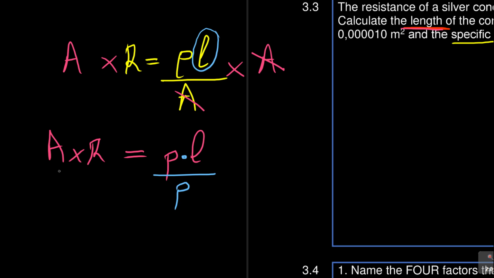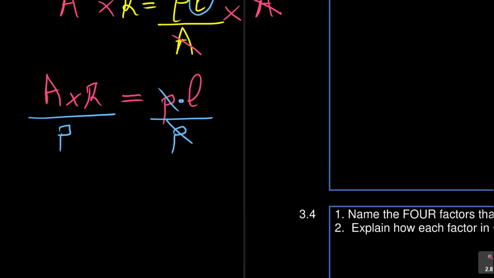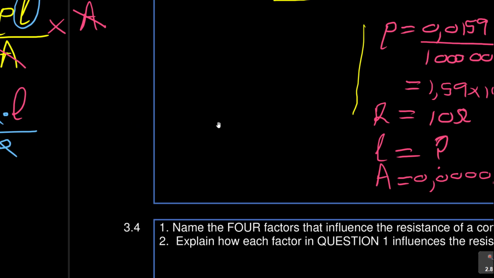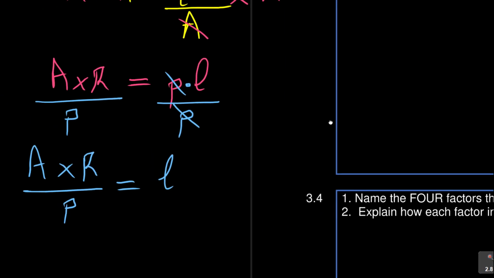Then last step is, since P is multiplying L, the opposite of multiplication is division. Divide by what? Divide by P. Then there is L remaining alone. So what does it say? It says take A, multiply by R, divide by P, which is equal to our length. Then you can apply now the values to say what is A.